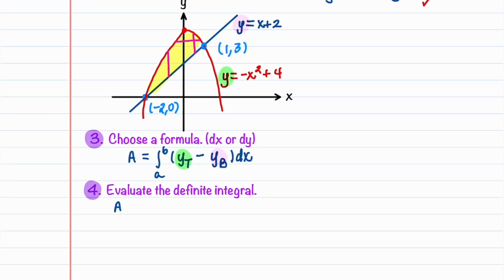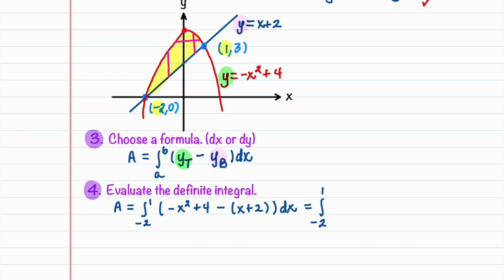Our area is the integral from x is equal to minus 2 to x is equal to 1. Our curve on the top, which is minus x squared plus 4, minus our curve on the bottom, which is x plus 2. And then we have our dx. Let's now simplify our integral.